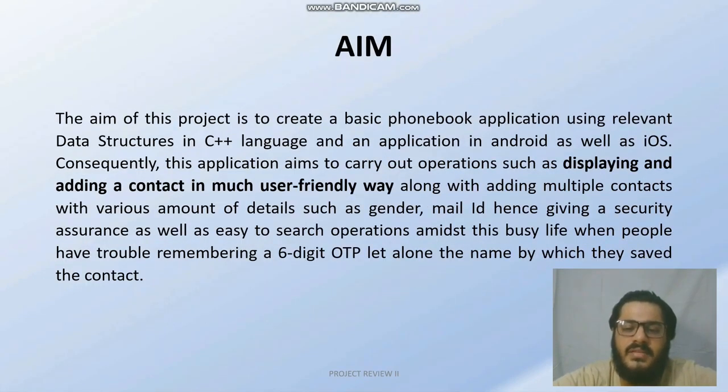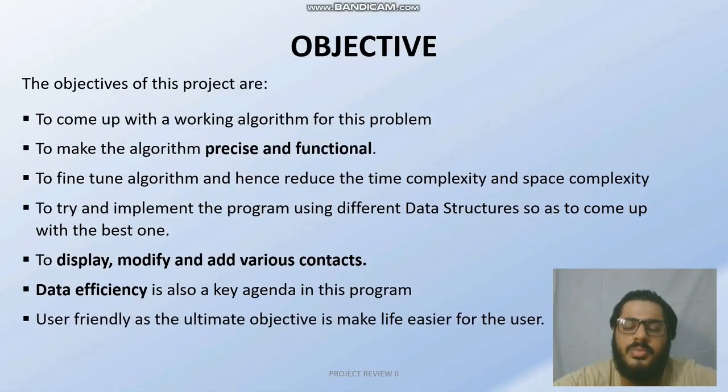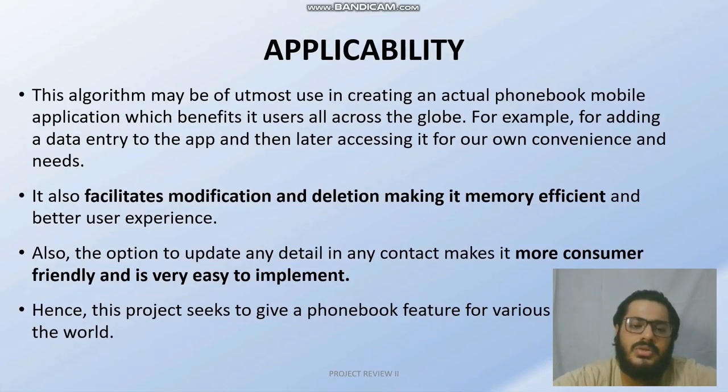Amongst the busy life, people have trouble remembering a 6-digit OTP, let alone the name by which they save the contacts. Data efficiency and data management are the two principal objectives. So the applicability is to facilitate modification and memory efficiency. It is also very user friendly and very easy to implement.